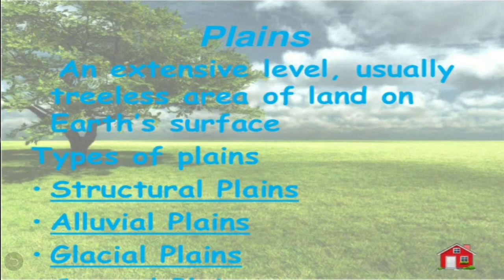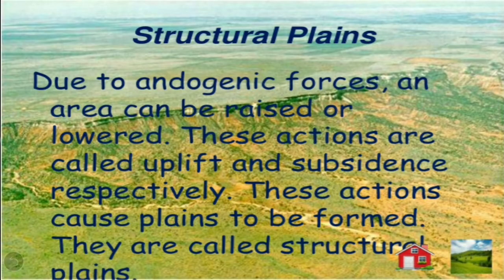Now, the next is plains. An extensive level, usually treeless area of land on the earth's surface is known as plains. There are three different types of plains: structural plains, alluvial plains, and glacial plains. Let us have a quick look at the different types of plains.